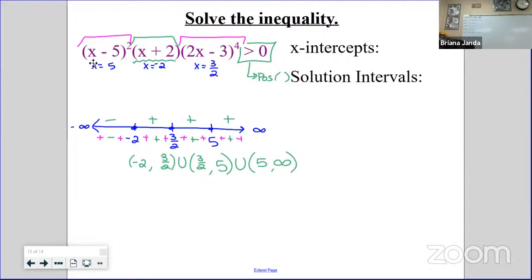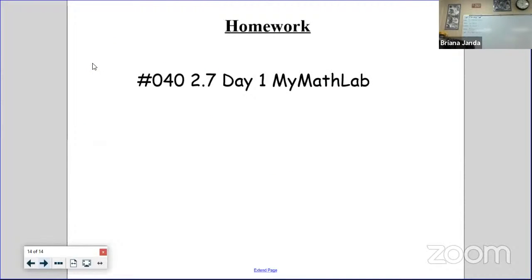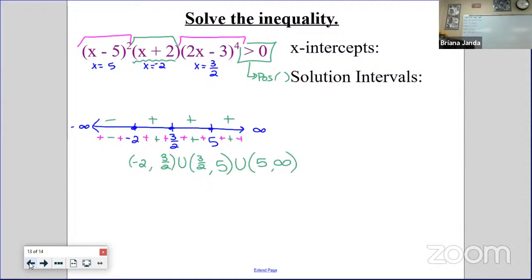We are back to a MyMathLab assignment. You're going to look at number 40. I think I have 41 on there as well, but that's tomorrow, so just 40 today. We will go through any questions that you have on that before we get into tomorrow's assignment or tomorrow's notes.